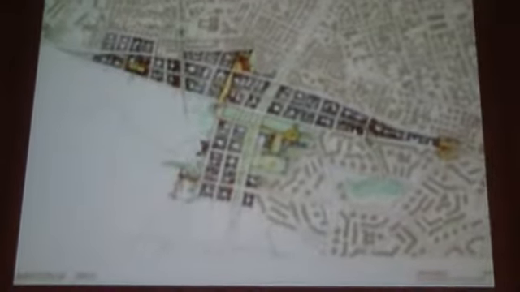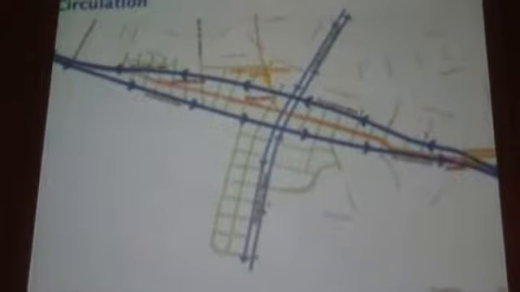A very simple approach, as we formalize this, to how to deal with the road network in a way that would overcome the barrier between the neighborhood and the park. And that is shown here in this particular diagram, which is really at the heart of the strategy.